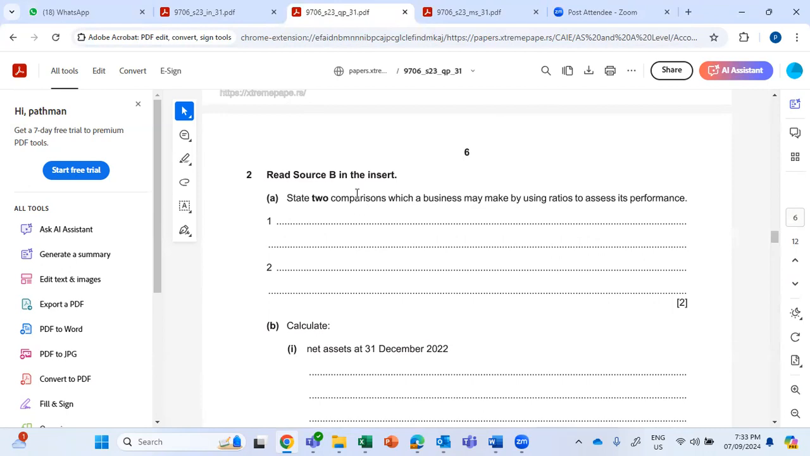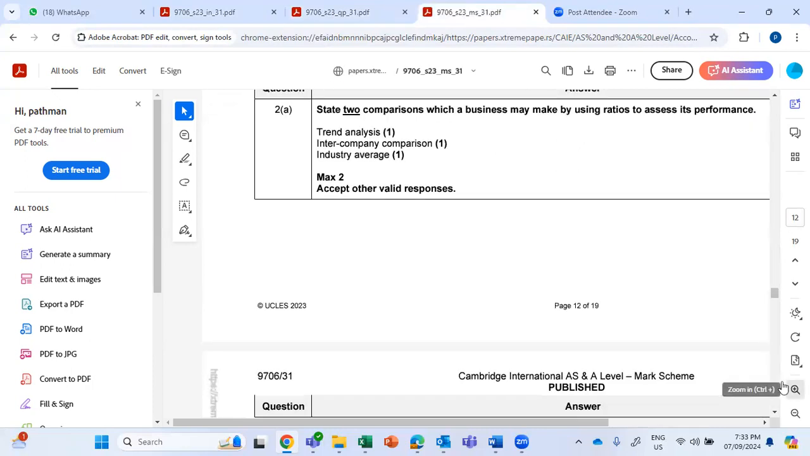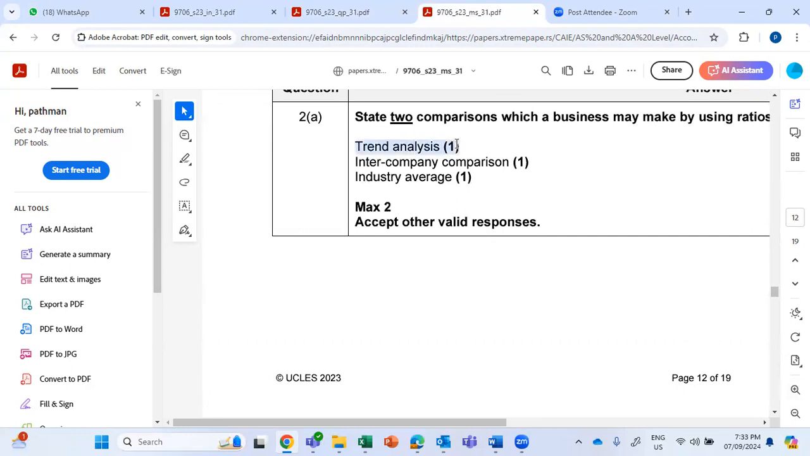So, businesses might want to compare themselves with the industry average. They might want to use trend comparison, right? Year to year. So trend analysis, right? So these are your answers. Using trend analysis. Trend analysis is where you're comparing the performance of the business this year against previous years. For example, you want to take the past 5 years of gross profit and you want to see the trend. Is the gross profit on an increasing trend or a declining trend, or just not increasing or declining?